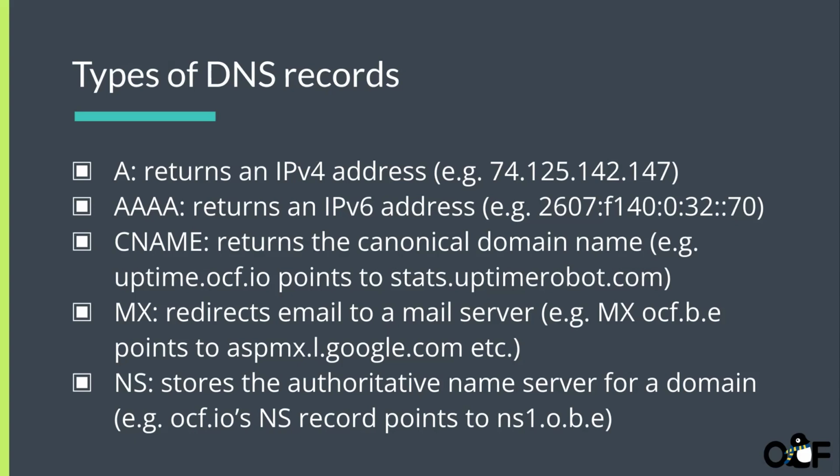And then NS, as we talked about before, is just storing what's called the authoritative name server for a subdomain. So OCF.io, which is another domain we own, has an NS record that points here. Basically, it's just saying that if you want to look for any domains under OCF.io, you should ask this server. Does that make sense? Any questions about these?